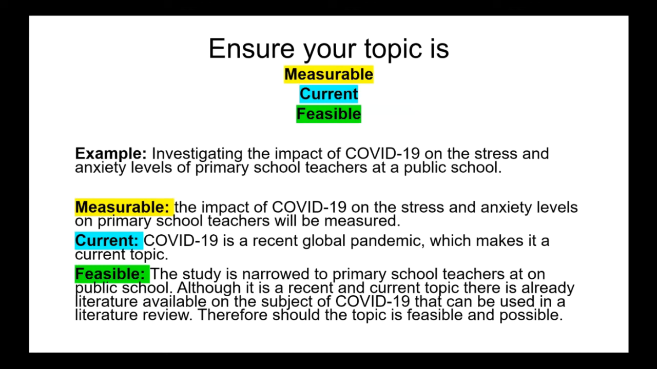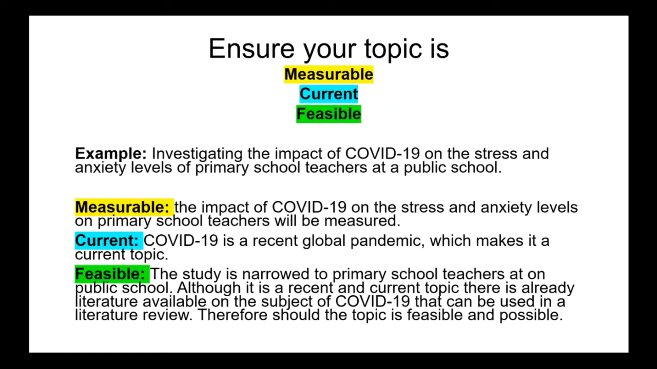Also ensure that your topic is measurable, current, and feasible. Using that same example, what is it that we want to measure? So we want to look at the impact. What impact does COVID-19 specifically have on stress and anxiety levels on primary school teachers? So we're not looking at other effects such as stress at home. We want to look at certain impacts of COVID-19.